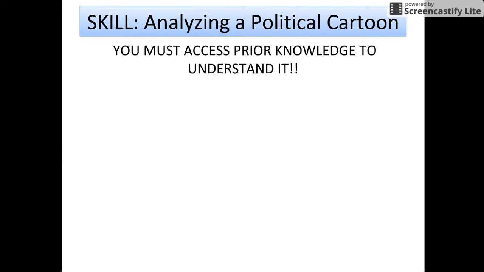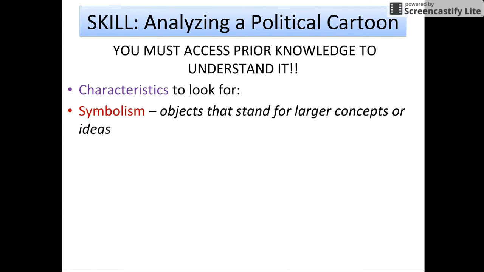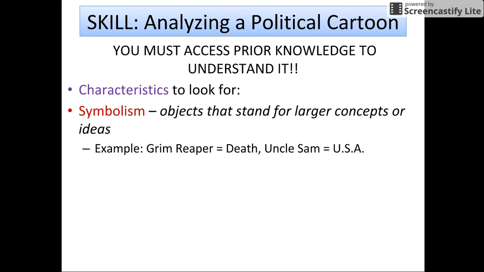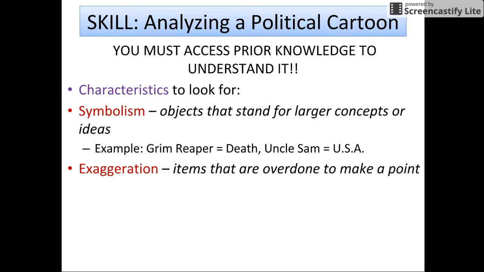So, how do you analyze a political cartoon? Well, oftentimes you need to access prior knowledge to understand it, and that's going to provide you the context. But breaking down these skills will help you to understand the cartoonist's point of view. So, some characteristics to look for. Symbolism: objects that stand for larger concepts or ideas. For example, you might see the Grim Reaper, and that's going to represent death, while Uncle Sam might represent the United States. Exaggeration: items that are overdone to make a point.